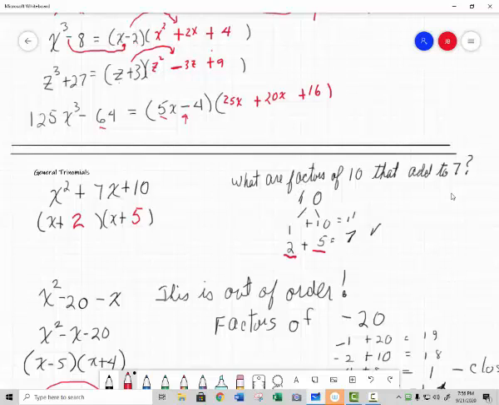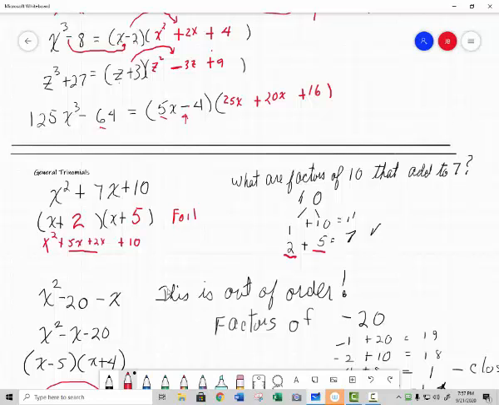If I do this by FOIL, I will have the first term, the outer term is 5x, and the inner term is 2x. And you can see that that's going to add up to 7x, and the last term will be 10. Okay? So, now let's look at the next one.